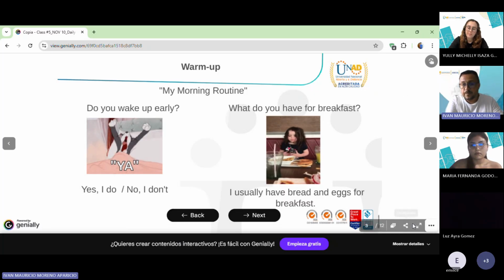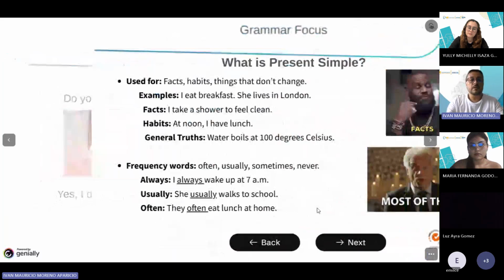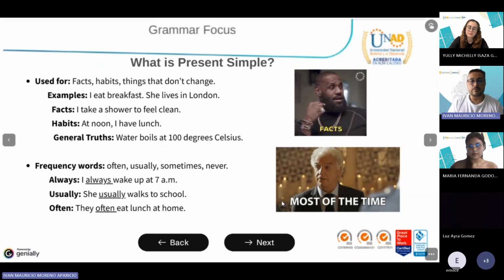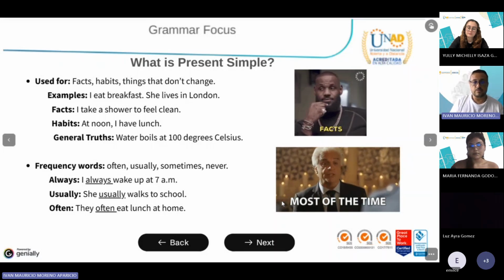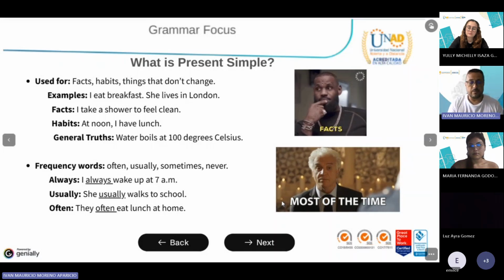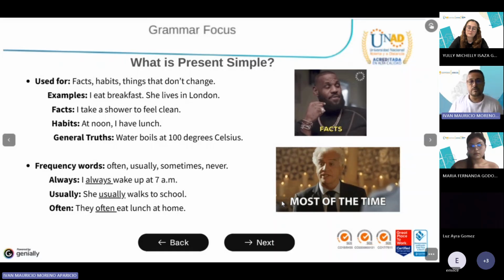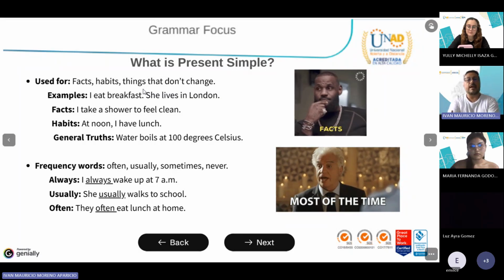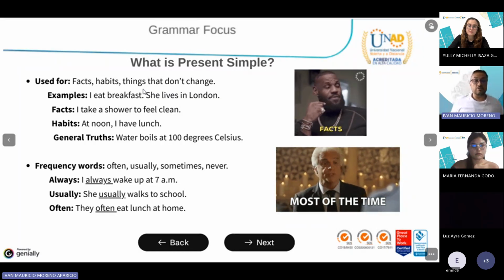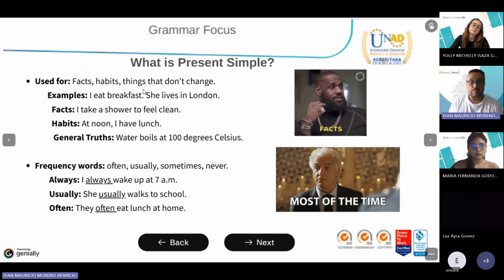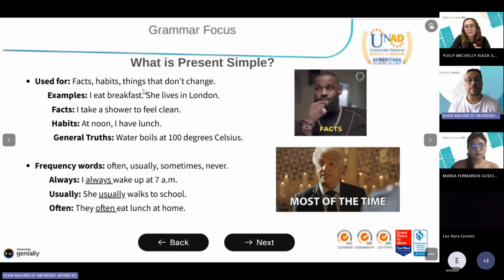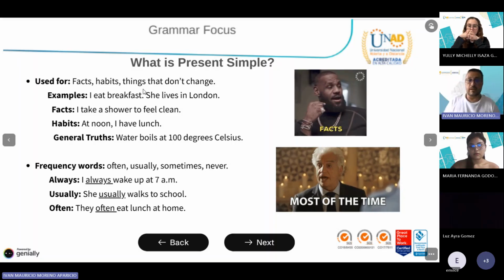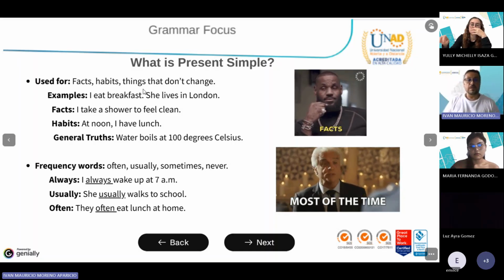So today, to talk about the daily routines, it's important to know the present simple, right? So when do we use the present simple? We use it to talk about facts, habits, and things that don't change. For example, when I say Bogota is the capital of Colombia, that's true, right? That's not something that I can change in this moment, okay? And that's a fact too.